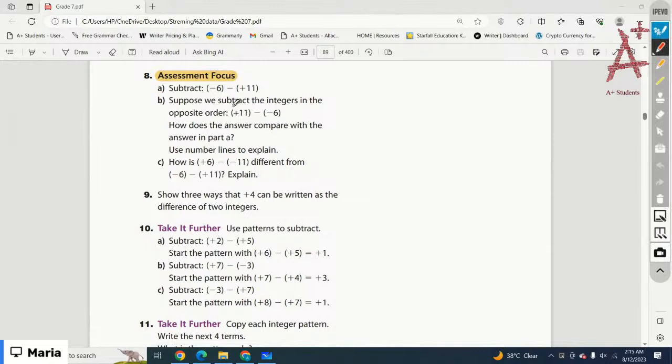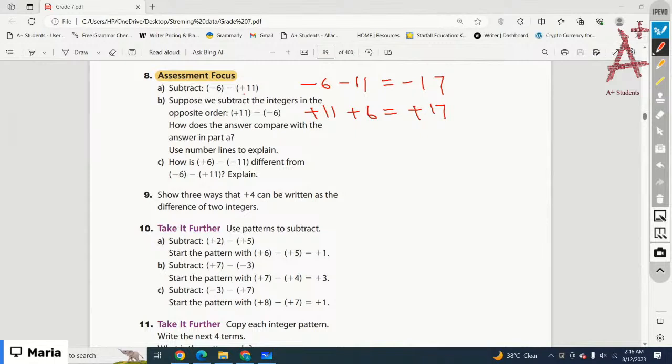Okay, negative 6 plus negative 11 equals negative 6 minus 11, right? So that equals negative 17. Suppose we subtract the integers in the opposite direction. So it would be positive 11, and subtracting a negative number is the same as adding, so it would be positive 17. How does the answer compare with the answer in part A? Use number lines to explain. Okay, you have to explain using number lines.